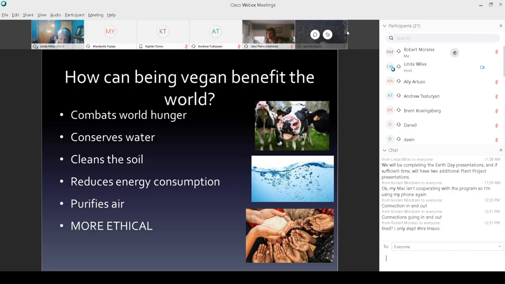Eventually we're going to have too many people in the world relying on food sources, whereas if we went vegan, it wouldn't be as much of an issue and it wouldn't be something to worry about in the future.